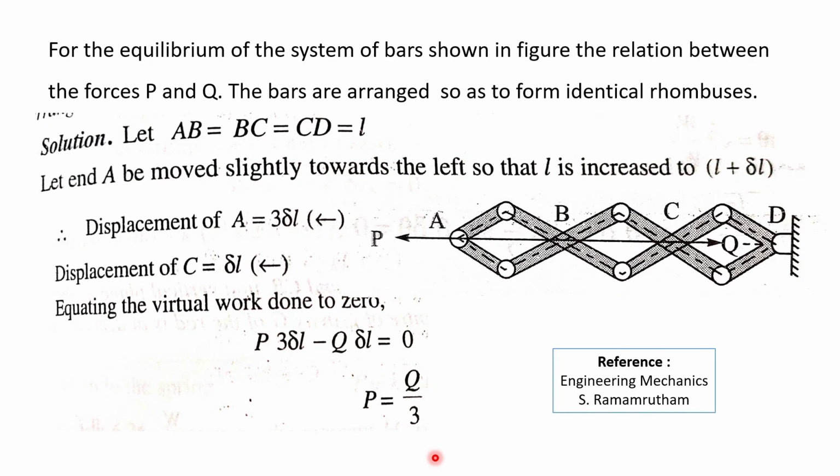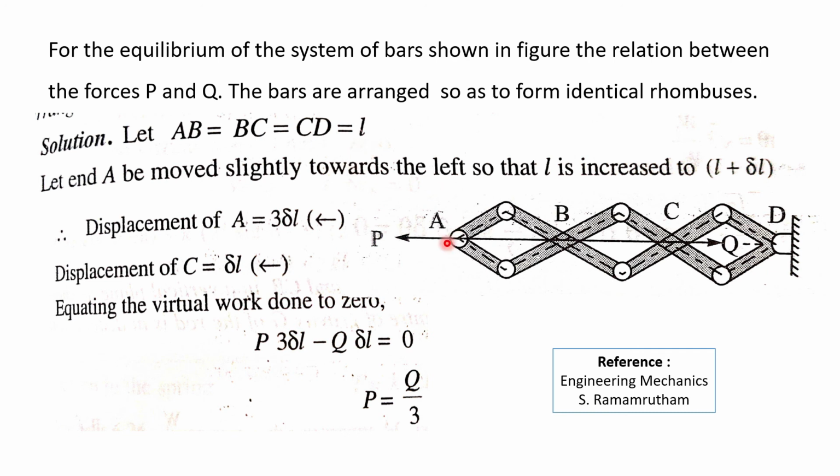Similarly, there is another problem, dear student, that a bar and link mechanism is shown here, and we have to find out the relationship between this P and Q. So P and Q forces are applied in opposite directions, right? And A, B, C, D are the pin joint points. Now here let us consider that it is having uniform length throughout. So AB is equal to CD is equal to BC, and that is equal to L.